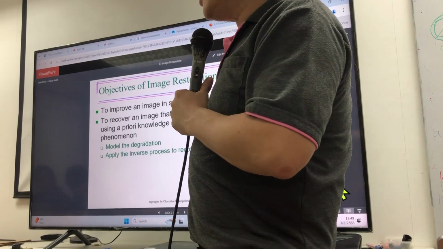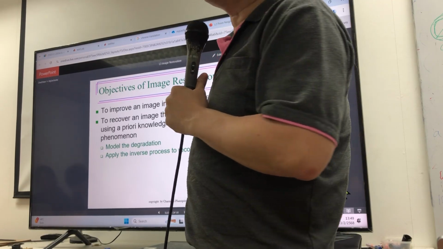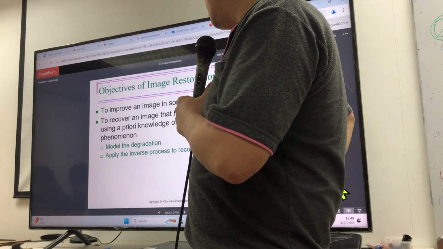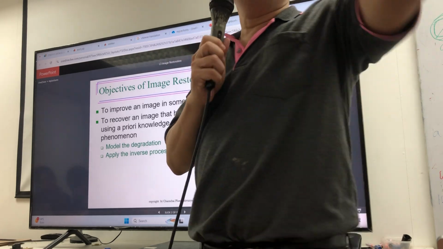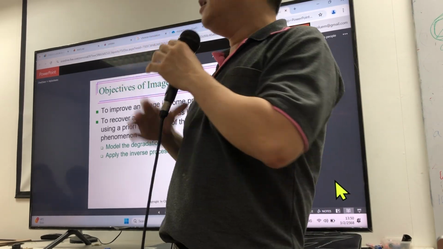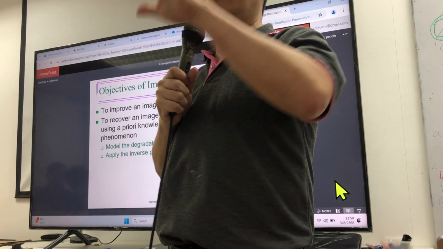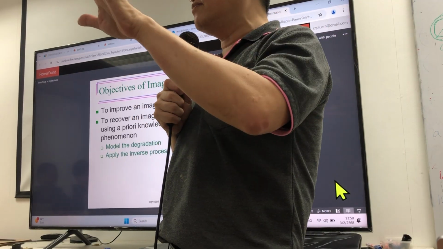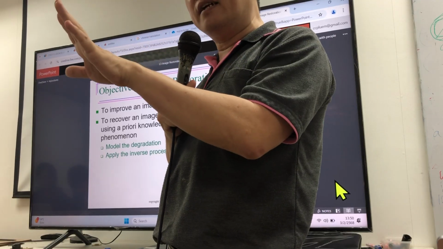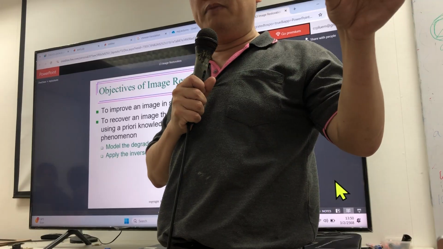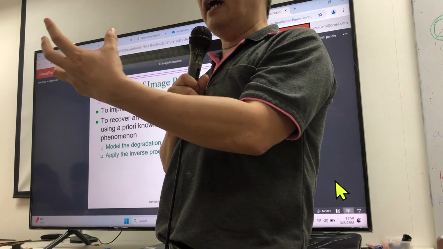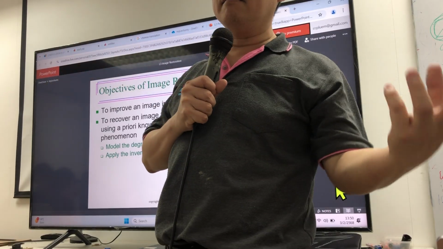Image restoration means to improve the image in some predefined sense, which is different from enhancement. With enhancement, you got the image and you want to make it look somehow better, right? But restoration means you got the image, it goes through some degradation, okay? It has been degraded. You know what the original image is supposed to look like, but what you get is something that is ruined, and you want to retrieve it back.